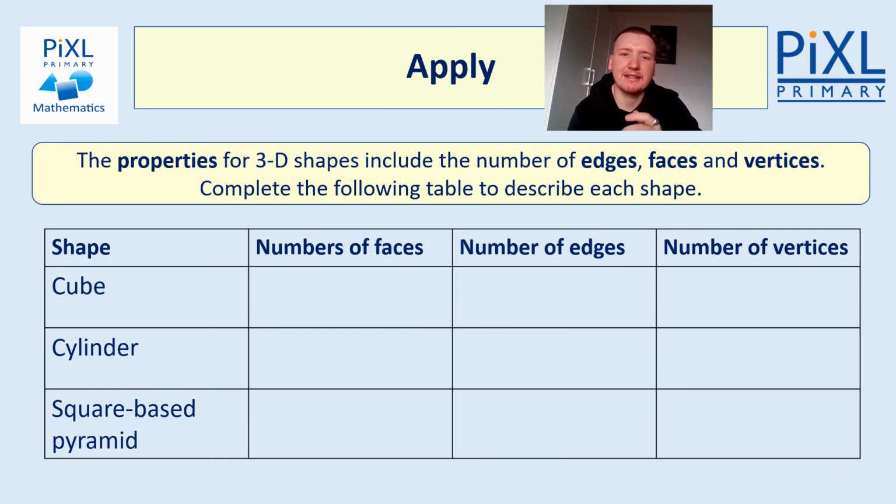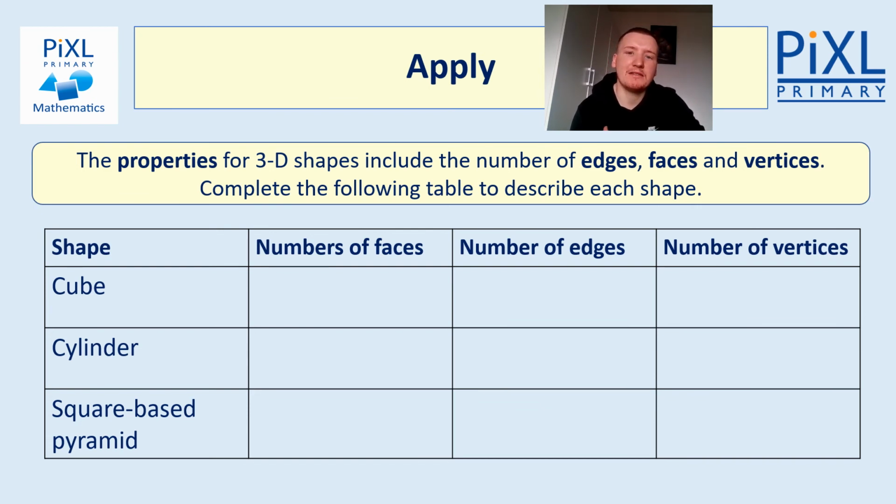Your main task that I want you to do today is this grid below. I have given you 3 different 3D shapes that I want you to either find in the house or draw a picture or use Google to find the pictures to help you picture and to count each of the 3 different properties. So, first thing I want you to do is draw the table nice and neat. If you've got a ruler, that's great, or if you want to print out the slides, that's even better.